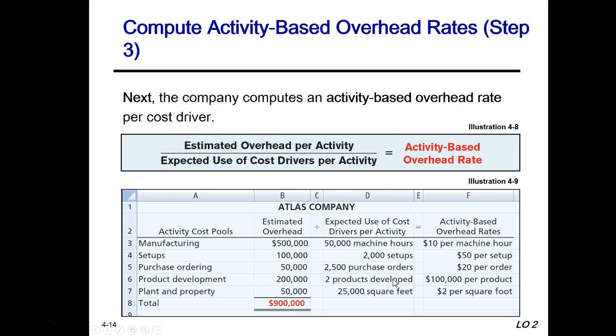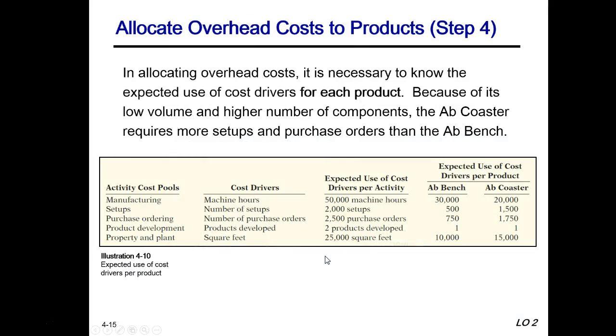From there, we are going to come up with an overhead rate based on the overhead activity and the expected use of cost drivers per activity. So when we're dealing with manufacturing, dividing that by the number of machine hours, we end up with $10 per machine hour. And as you see, we break it down for each one of these pools.